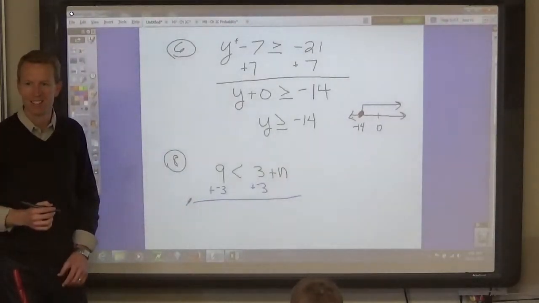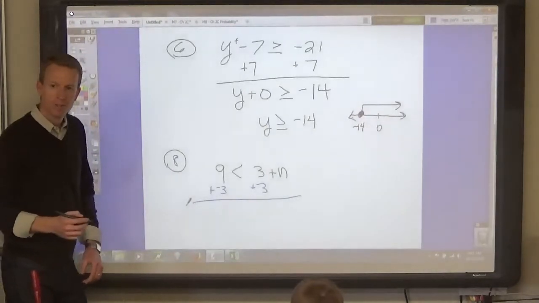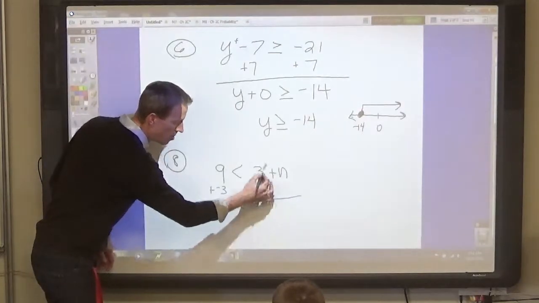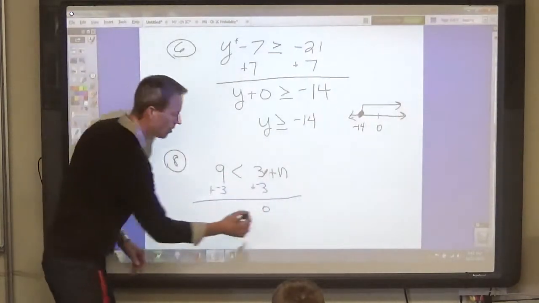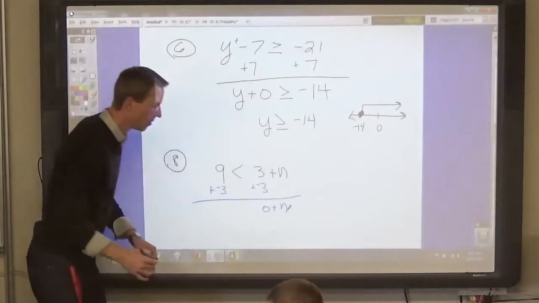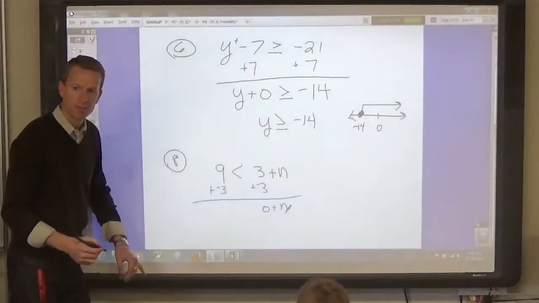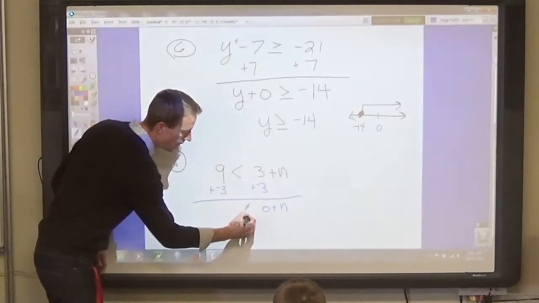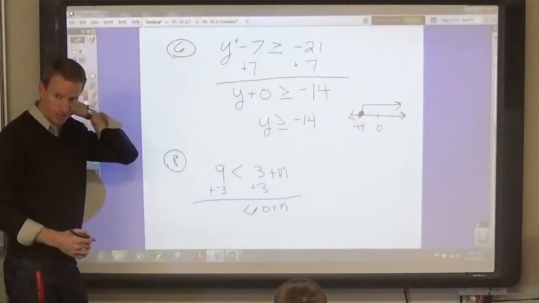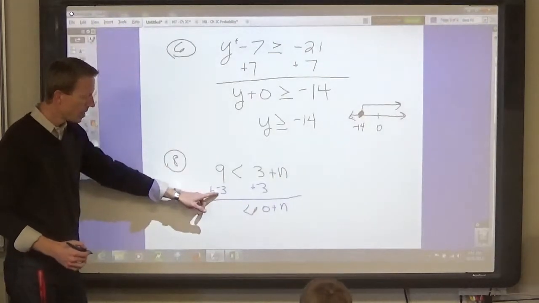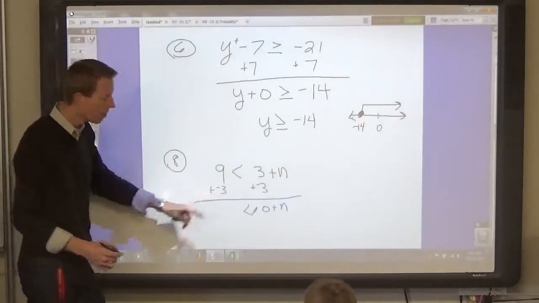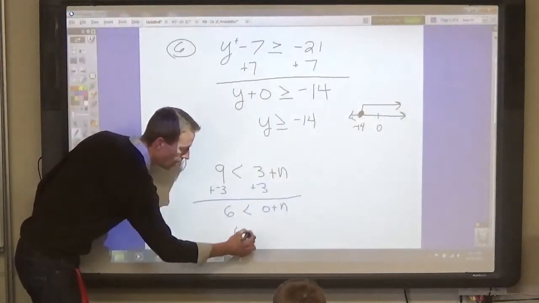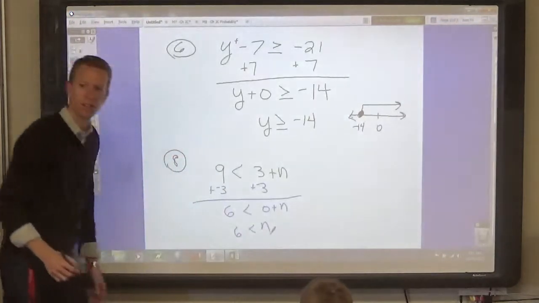Now what? Yep. So this 3 plus -3 is 0. 0 plus n. What is our symbol? Nope, this is the less than because it's pointing to the left. And then 9 plus -3. 6. Yep. So 6 is less than n.